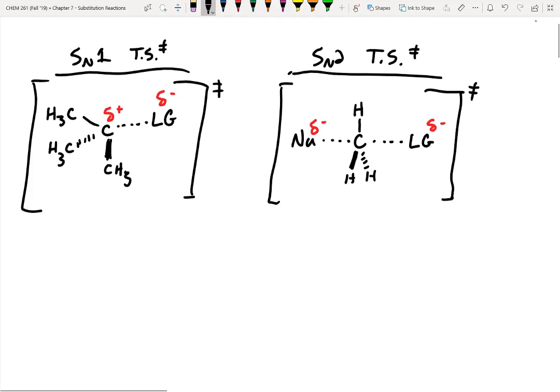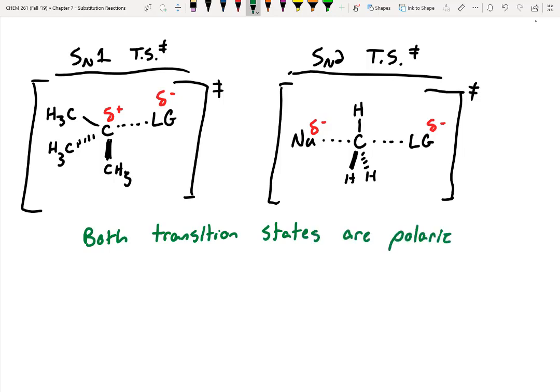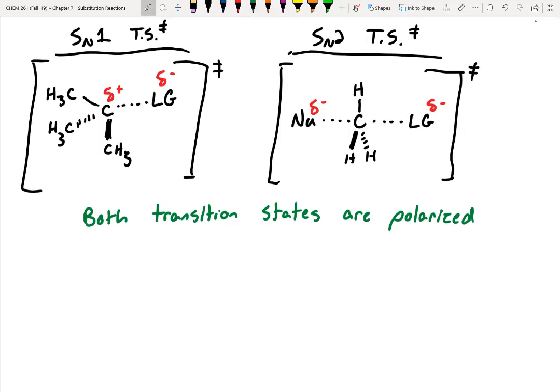If we look at both of these transition states, they have similarities to them. Do you see how we've got polarization occurring, meaning we've got portions of the molecule that are really electron rich or electron poor? So I would say both transition states are polarized. We've got electron rich, electron poor regions in both of them. All right, what sort of solvent do you think could help stabilize a polar transition state? A polar solvent or a non-polar solvent? Polar solvent. Okay, so let's make a note.